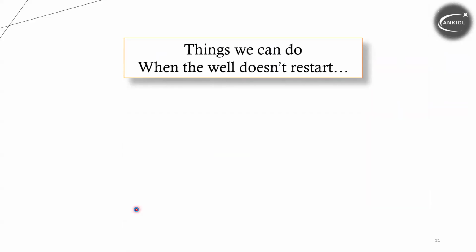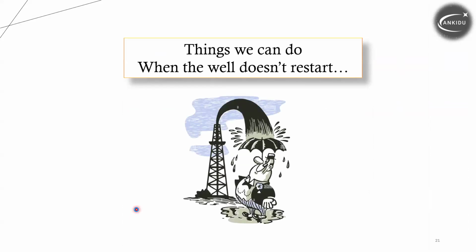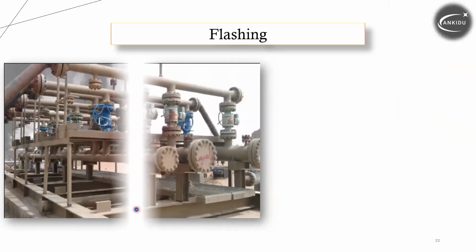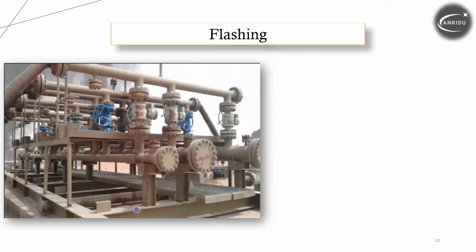Okay, things we can do when the well doesn't restart. What can we do? Let's think about whether it is worth going for another option. Yes, of course. Flushing. Flushing, we put some wells. If it's not flowing naturally, you put it on a certain header. There's a certain header for flushing wells inside the degassing. So you just connect to that header and to that train and flush the well.